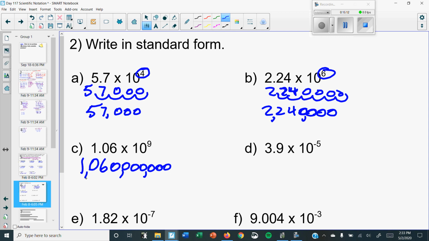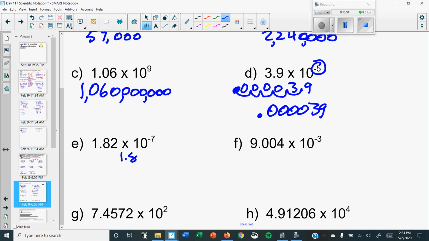Okay, 3.9 times 10 to the negative fifth. That tells you you're going to be swooping to the left. So rewrite the number, but now you're going to swoop 5 to the left. 1, 2, 3, 4, 5. And now put your new decimal there. Fill the empties with zeros. Rewrite it so it looks pretty.